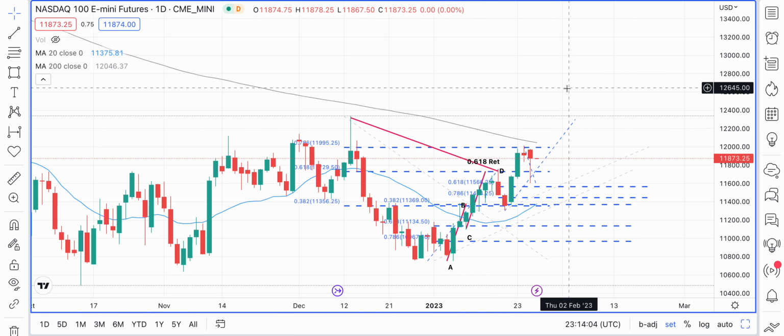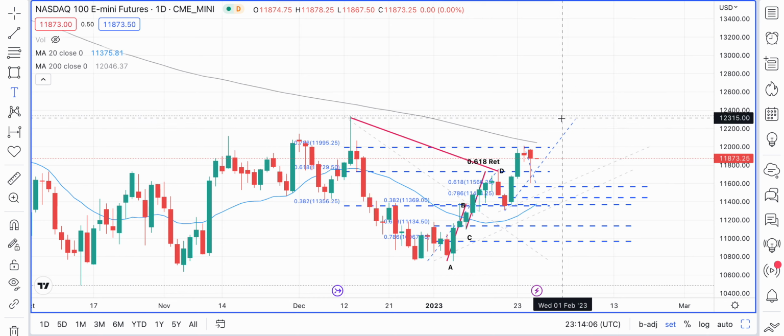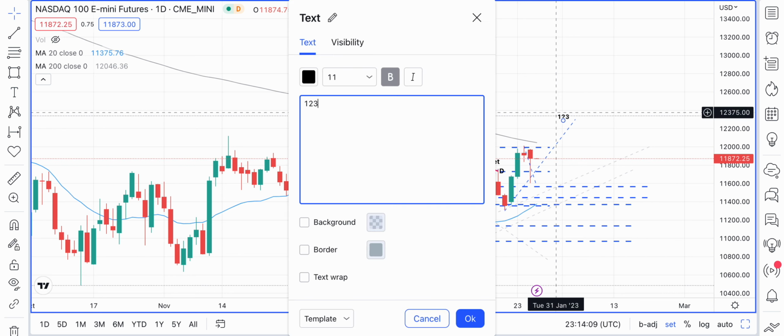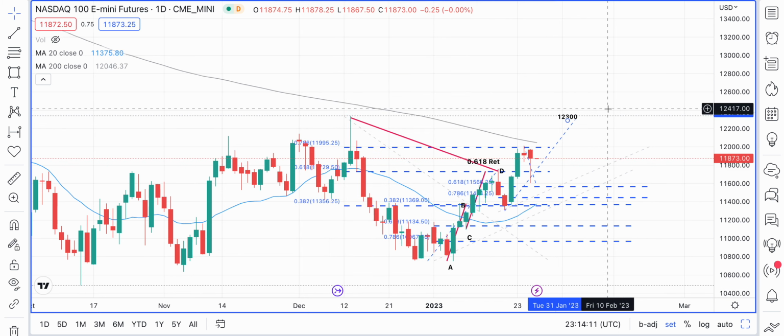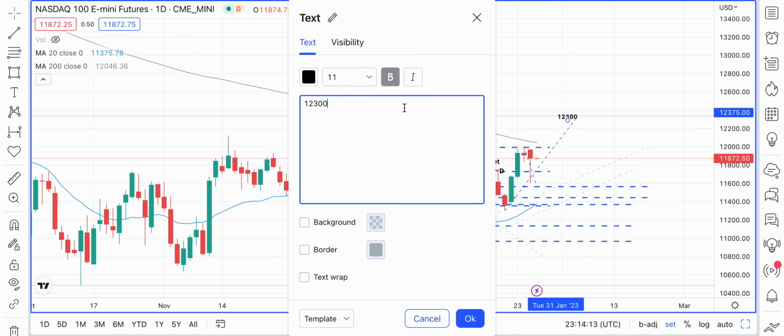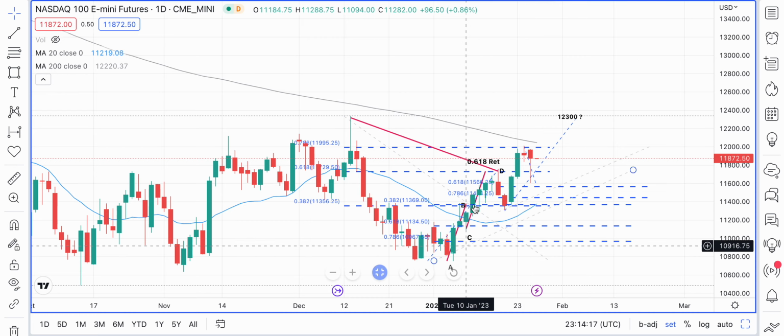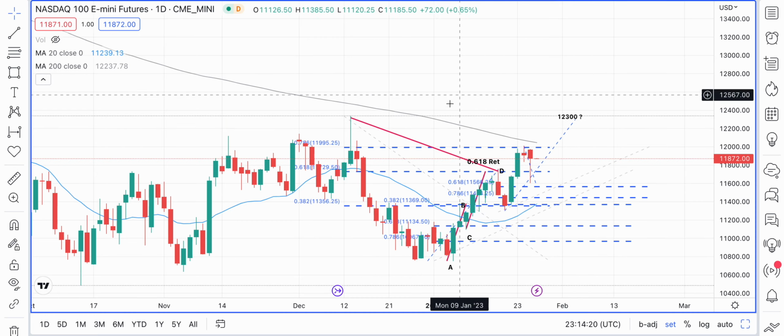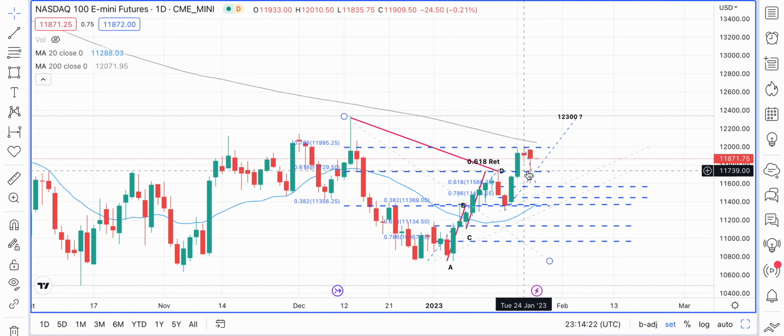And again, let's take a look. About 12,300 could be the possible target, if the price in fact goes there, if it is moving in ABCD just the way we believe it. Again, that's going to be kind of a double top.